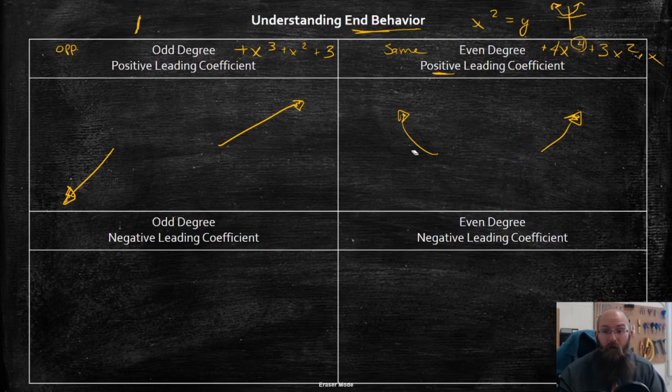But for right now, we don't care about the middle, just the ends. Now, let's look at odd degree. So again, something like maybe x to the 5th plus a bunch of other stuff. As long as x to the 5th is the biggest one, we're good. And that's a negative leading coefficient.